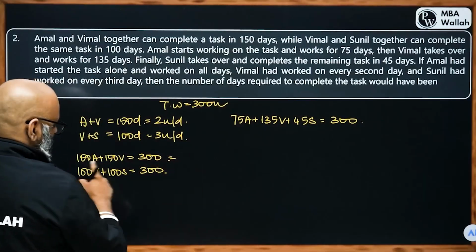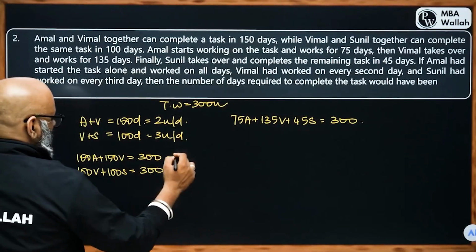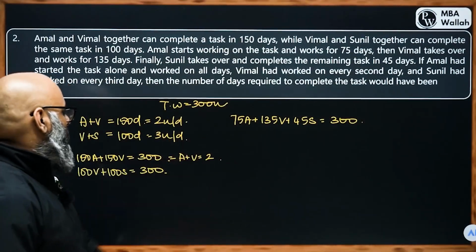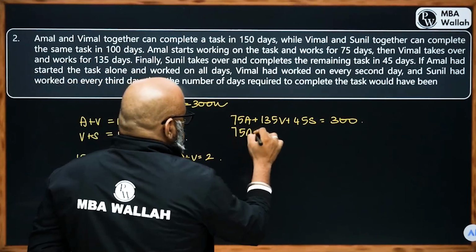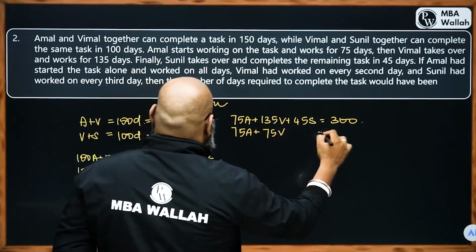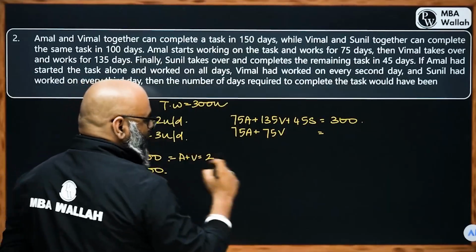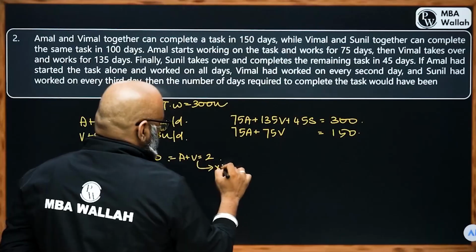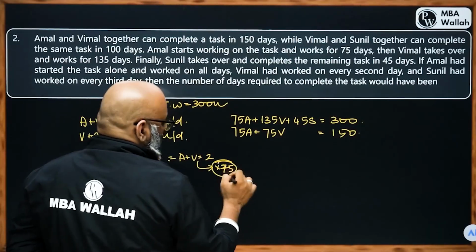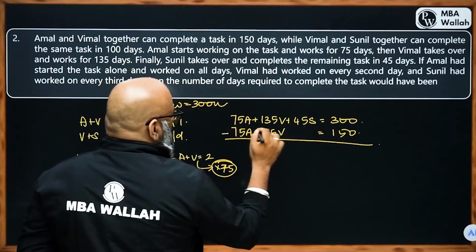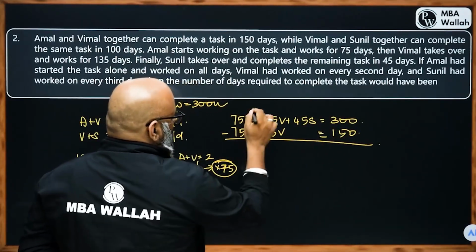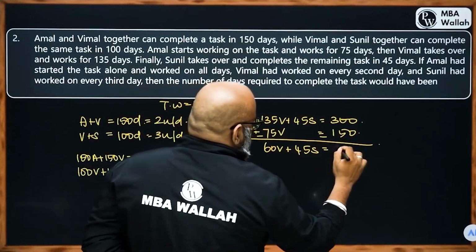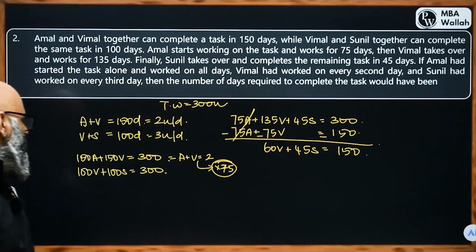From here, I can say divide this entire thing by 150. You will get A plus V is equal to 2. Or here we can say 75A plus 75V is equal to, multiplying it by 75, this will become 150. This is simply multiplying this by 75 and then substituting it here. This will give us, minus, cancel this off, 60V plus 45S is equal to 150. Now we have this equation.